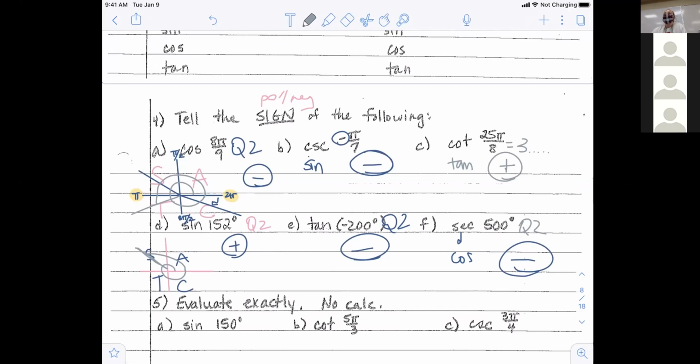The 8 pi over 9 is in the second quadrant. Is that what you're asking about? That one, 25 pi over 8, is in the third quadrant, because we did 25 divided by 8 kind of in our head, and we knew that we at least did 3 whole pies and then a little bit more.